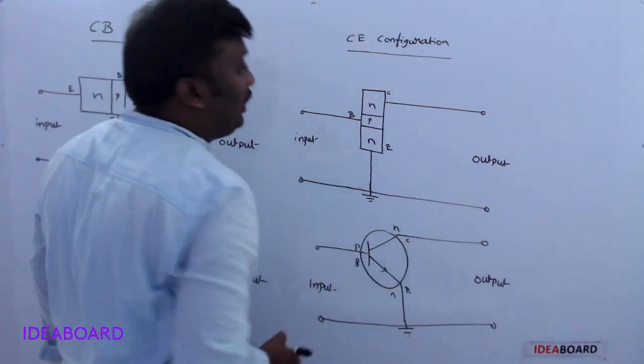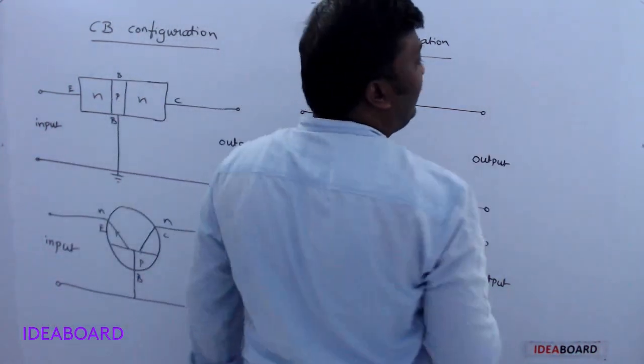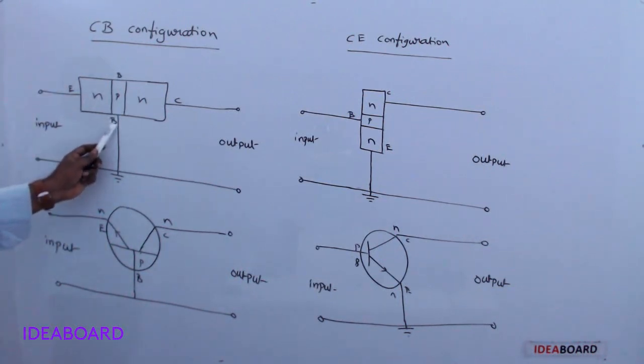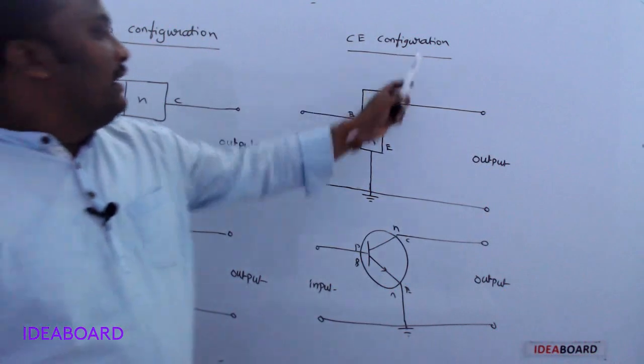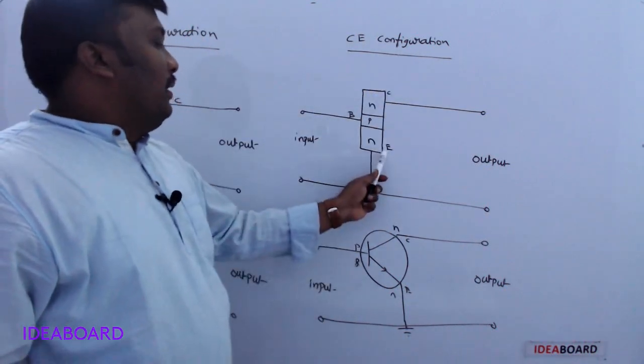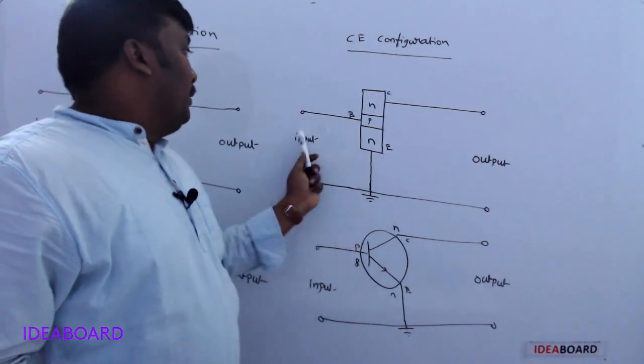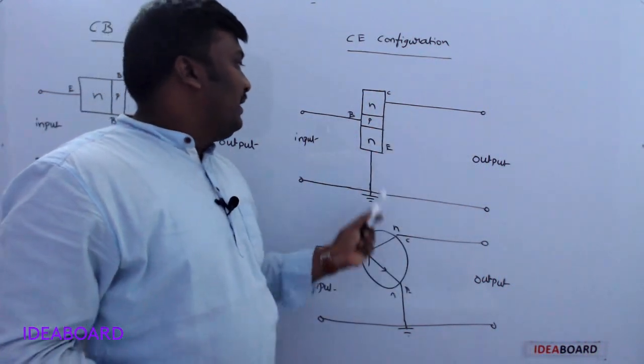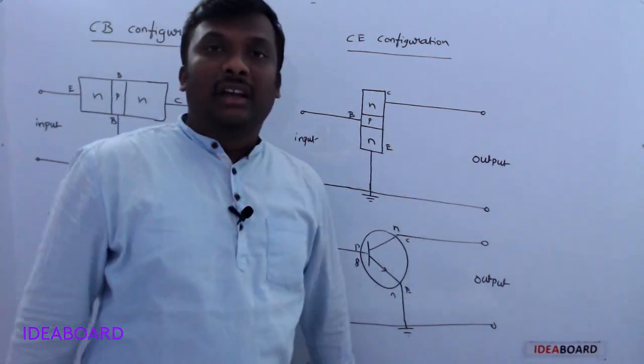Now the third one, CC configuration. First try to understand these two. In common base, base is common for both input and output, and the common terminal base is earthed. In CE configuration, input is taken across the base and emitter, and output is taken across collector and emitter, and emitter is earthed. Clear now?